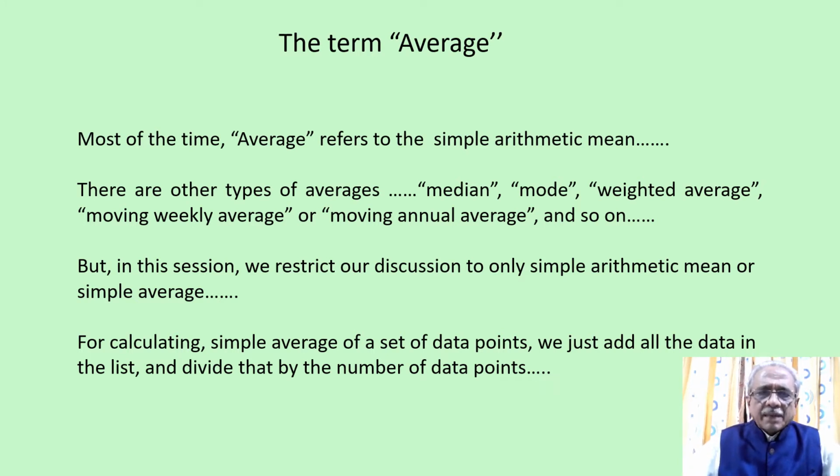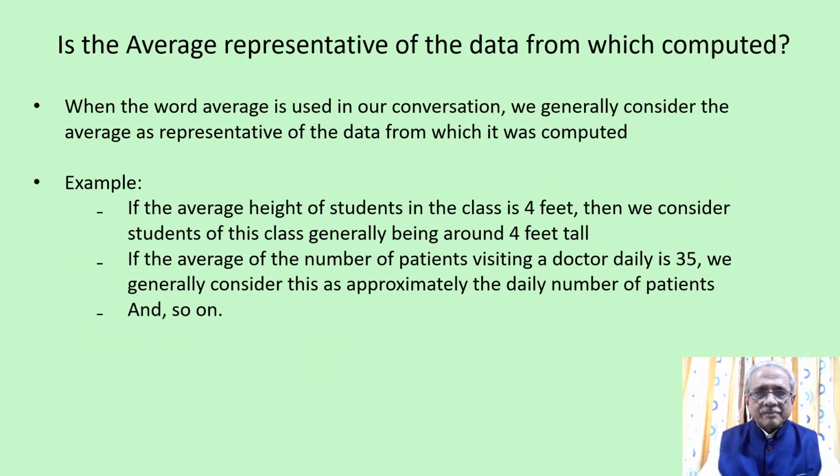There are other types of averages: median, mode, weighted average, moving weekly average, or moving annual average, and so on. But in this session, we restrict our discussion to only simple arithmetic mean or simple average. For calculating the simple average, we all know that we just add all the data in the list and divide that by the number of data points.